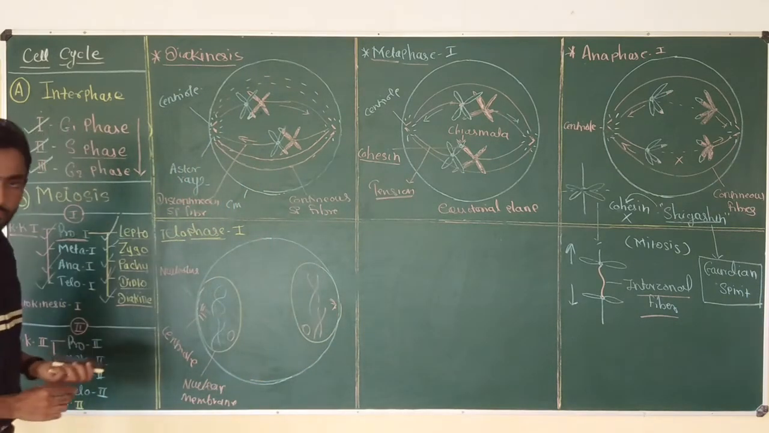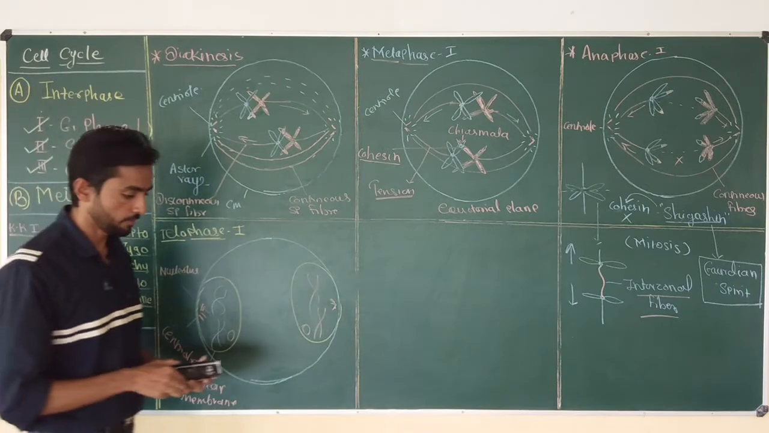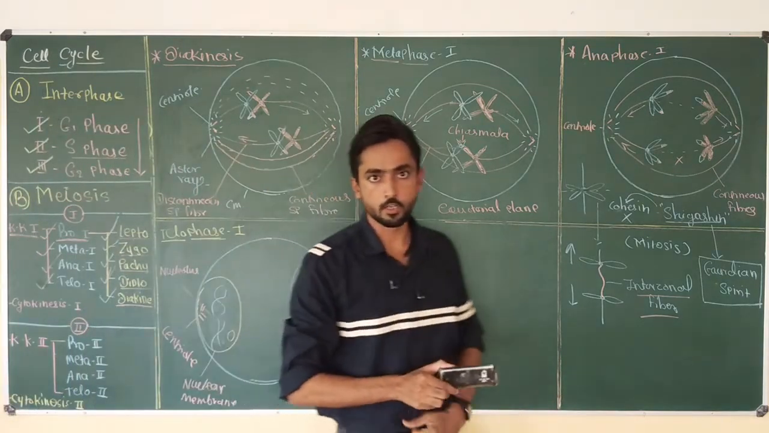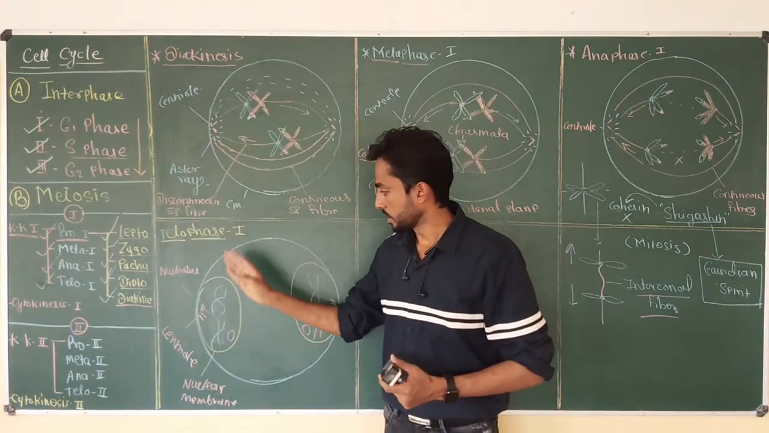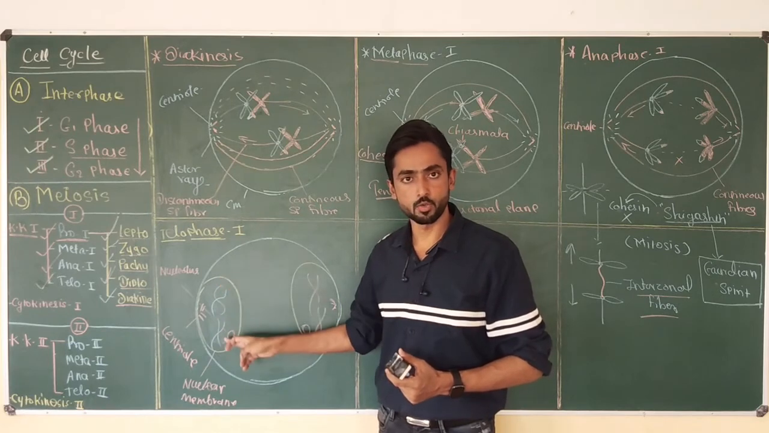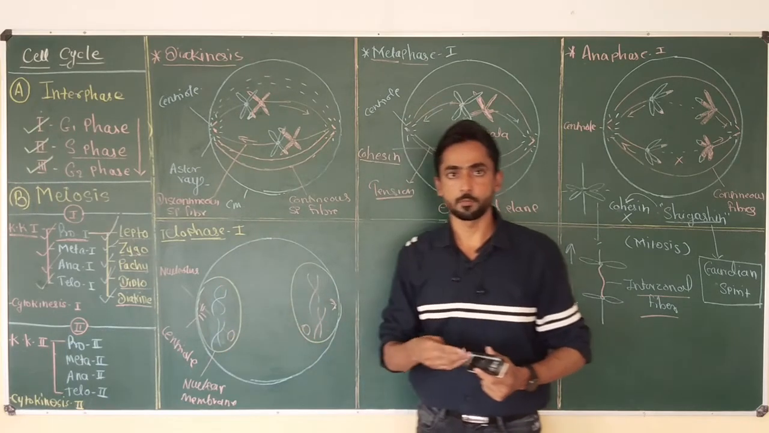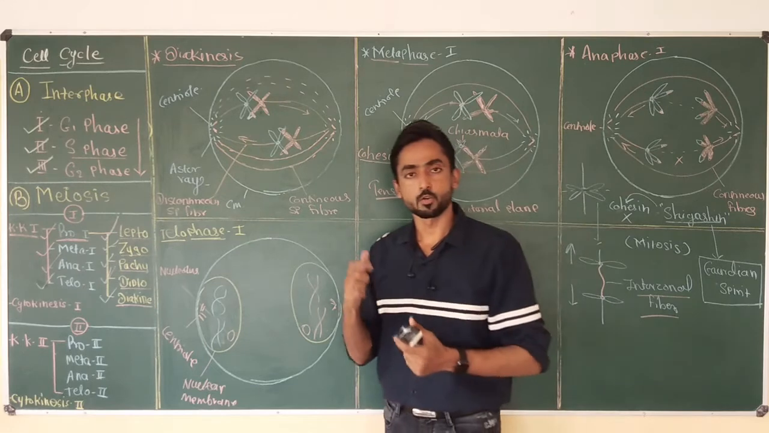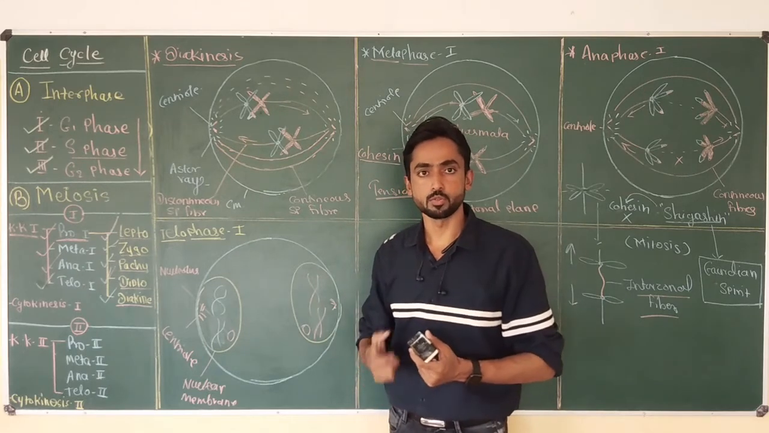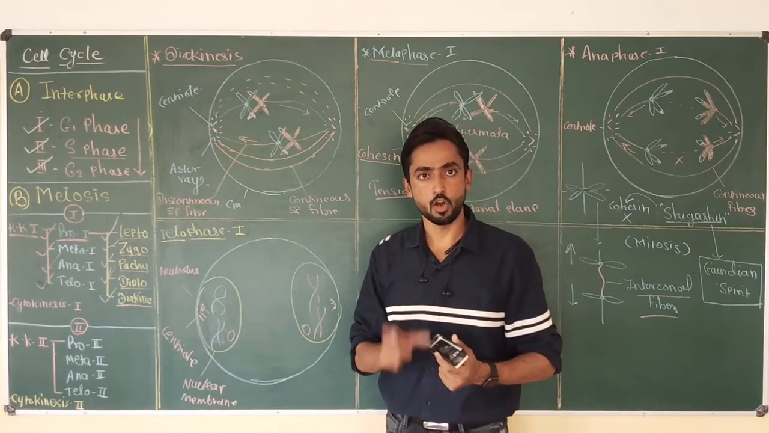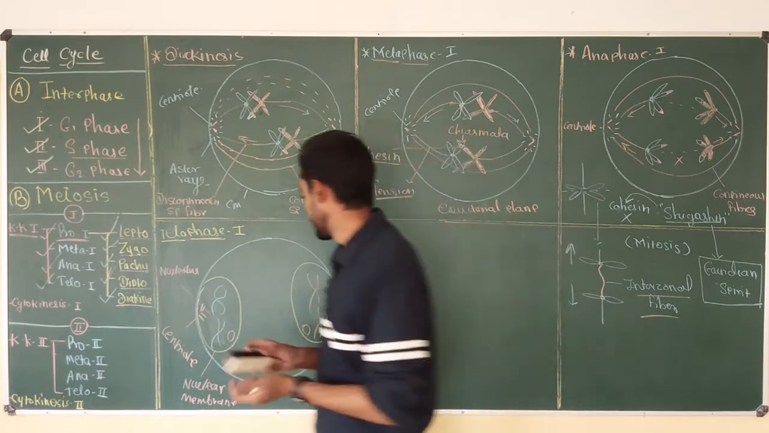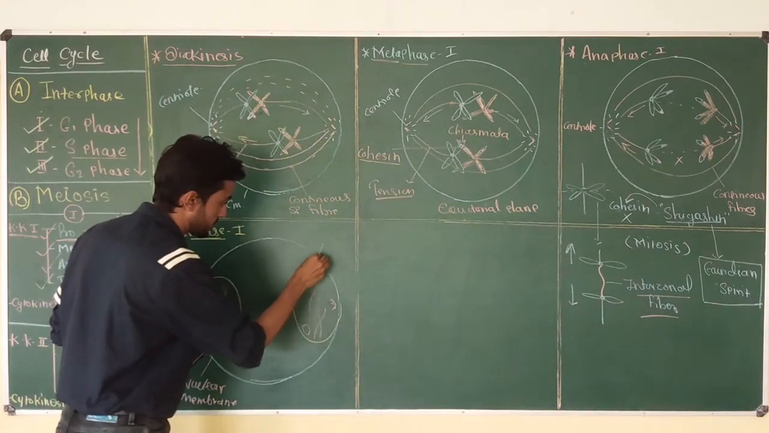inside the nucleus. Okay, so the three important things that occur during telophase-I are reappearance of the nuclear membrane and nucleolus, disappearance of spindle fibers, and chromosomes getting converted into thin and long structures called chromatin. So these are the chromatins.